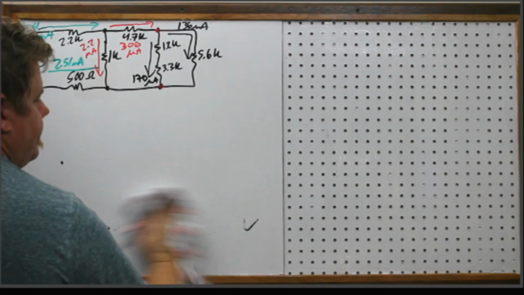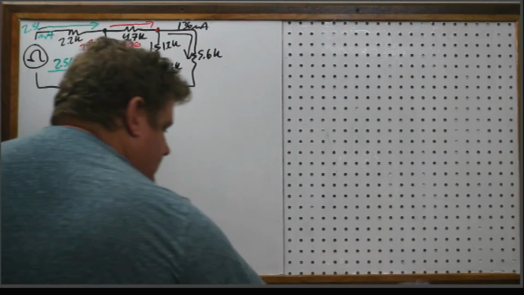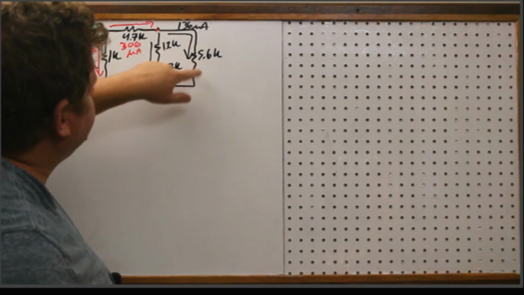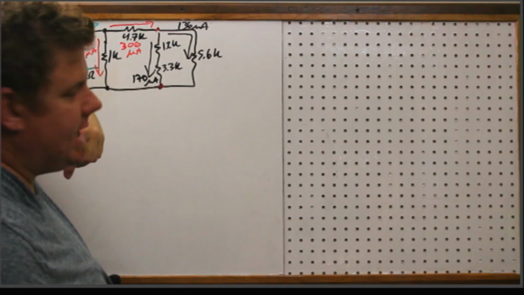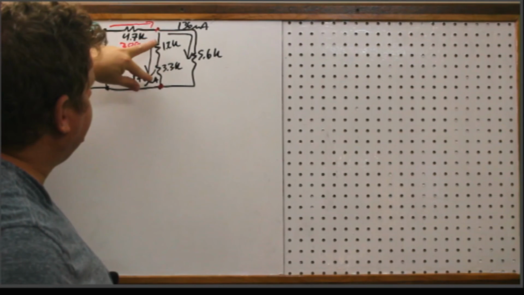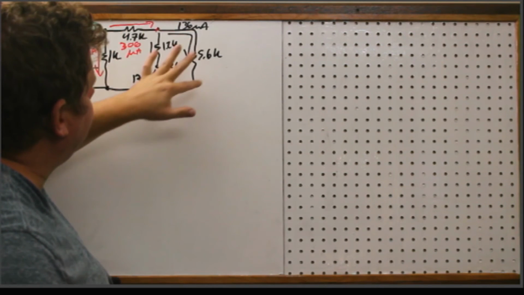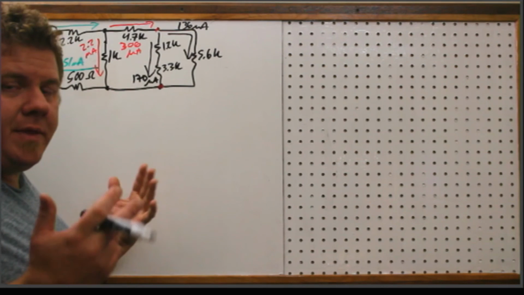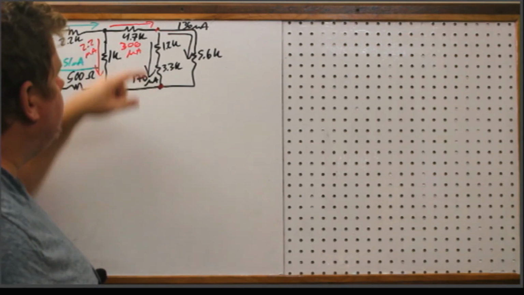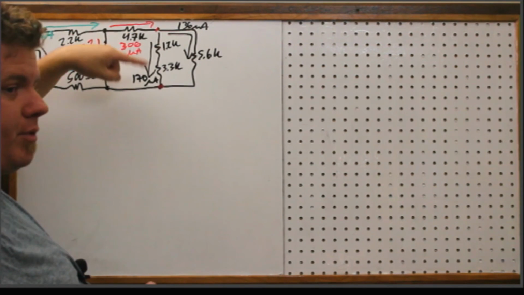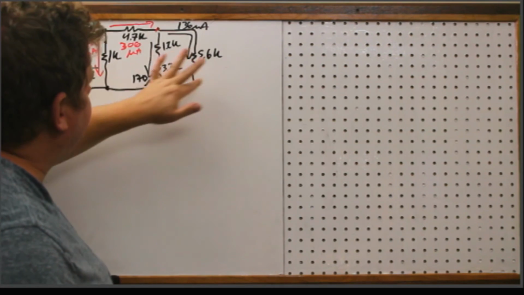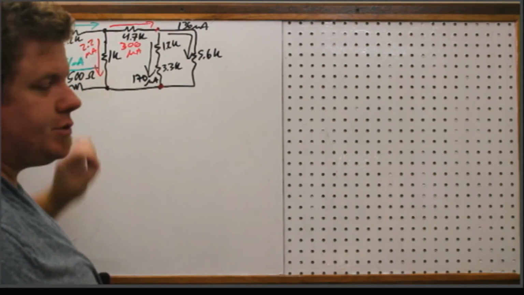Okay. Now, I just erased that, but whatever this voltage drop was here, this 5.6K, that's exactly what we should get here because this branch is in parallel with this branch. So the rule for parallel circuits is anything in parallel drops the same voltage. You can have multiple resistors on that branch, but this total branch in parallel with this total branch, both of those will drop the same voltage.